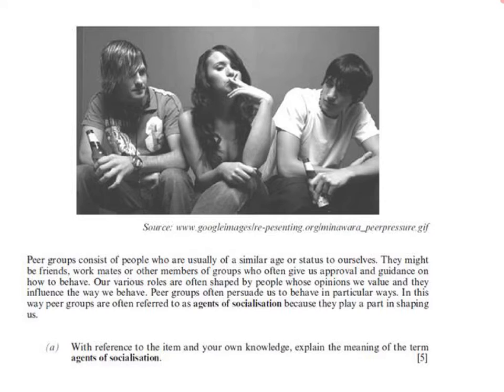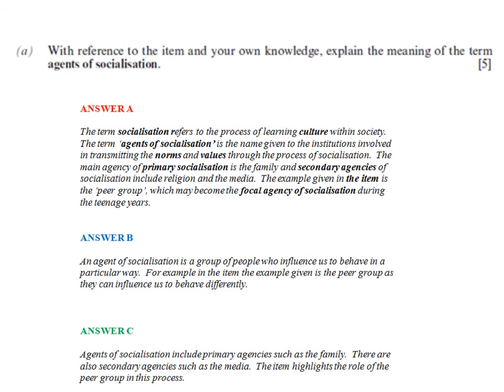So let's have a look at an example of a 5-mark question. So hit the pause button, read through the item, this bit of text, and then read through the question where you've got to explain the meaning of the term agents of socialization. And once more, I want you to hit the pause button and read through 3 sample answers to this question about agents of socialization.